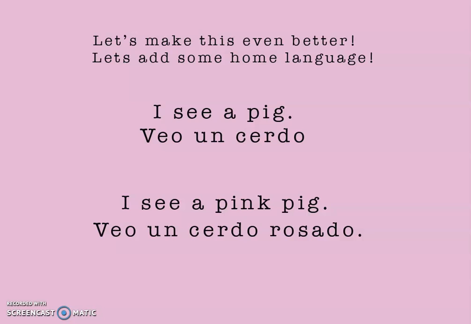So this is the really cool part about sentence building. And so we're going to make it even better, and we're going to add some home language. So you can see the simple sentence, I see a pig, from the beginning level. And I'm not even going to try to pronounce this, but this is Spanish, and hopefully it says I see a pig. I just used Google Translate.